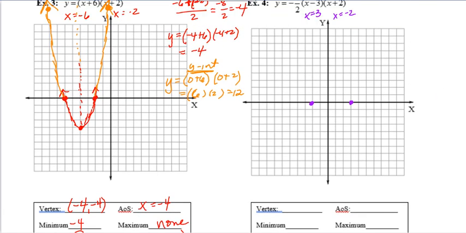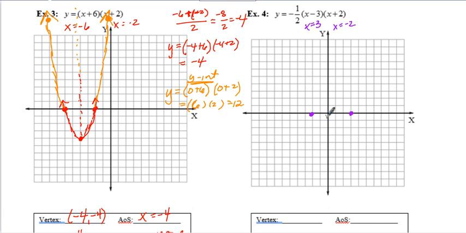To find my vertex, I need to get in the middle between these 2 points. That's where the vertex is. So I need to take the average, 3 plus negative 2 divided by 2. That turns out to be positive 1/2. So I have an x value of positive 1/2. Not terribly pretty. I don't love fractions.